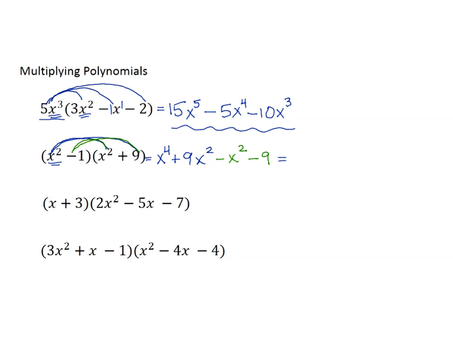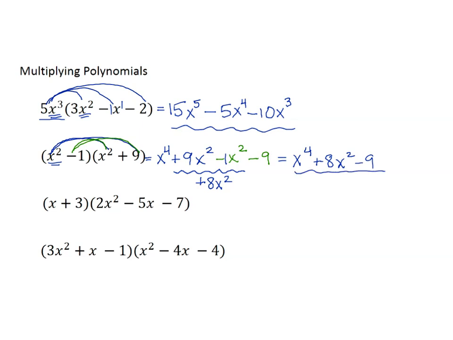Well, the middle 2 terms are like terms. They're both x squared terms, so I can combine them. I've got a positive 9x squared and a negative 1x squared, and when I combine them, I get positive 8x squared. So now I can write my final answer, which will be x to the 4th plus 8x squared minus 9.